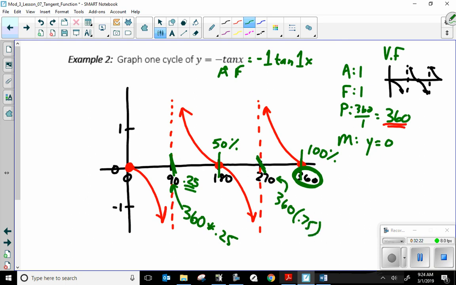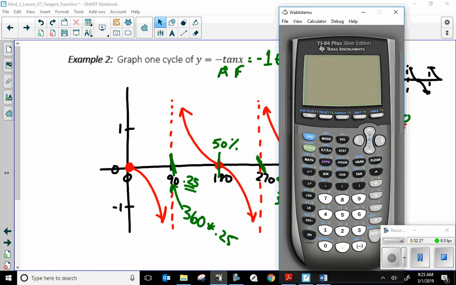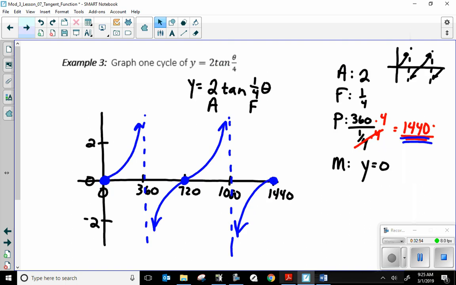So I can multiply. I like to visually do it, but what the heck. If I take 360 and multiply it by 0.25, that's 90. That's where my first asymptote was. If I take 360 and multiply it by 0.75, because my second asymptote is 3/4 or 75% along the way of the full curve, that's where my second asymptote happens. It should be 270, right? And it is. Okay, so we can do the same thing here.